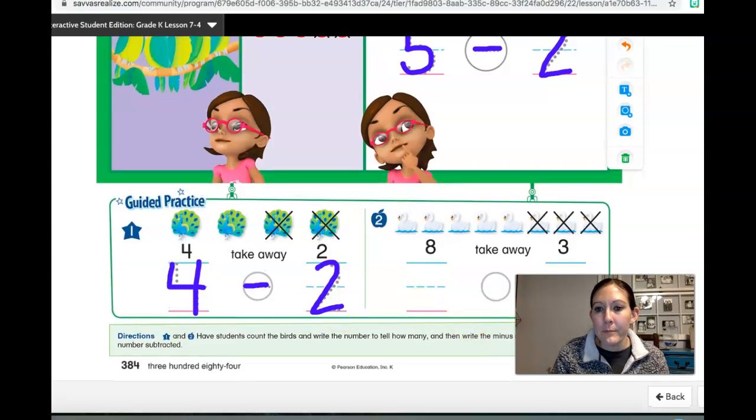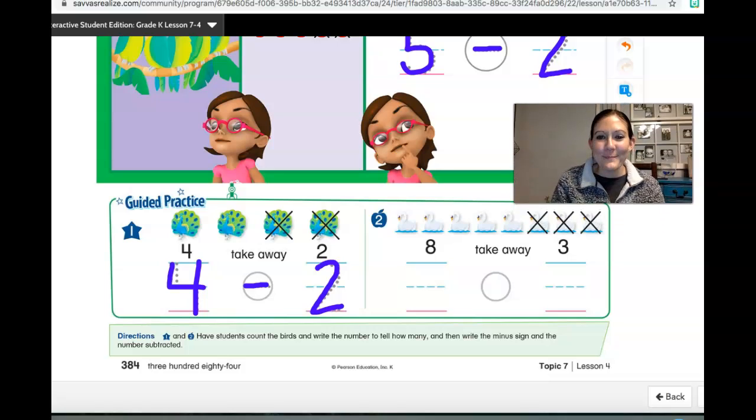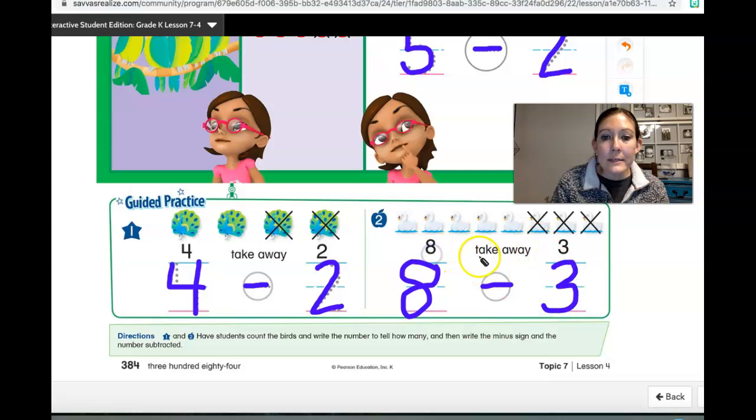Let's look at number 2 apple. Let me move myself up here so you can see my paper. First, we have to know how many swans there are in all. 1, 2, 3, 4, 5, 6, 7, 8. 8 swans. Take away. We write the minus sign. How many swans are being taken away? 3. 8 take away 3. We write as 8 minus 3.